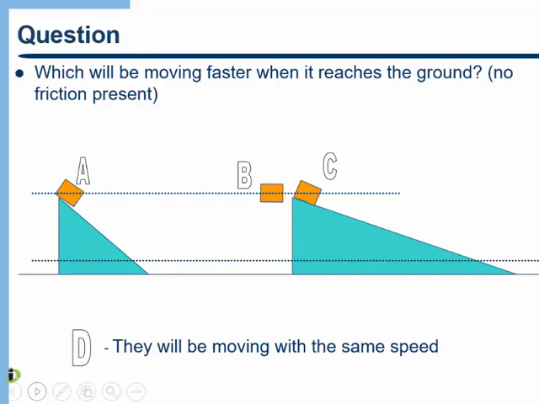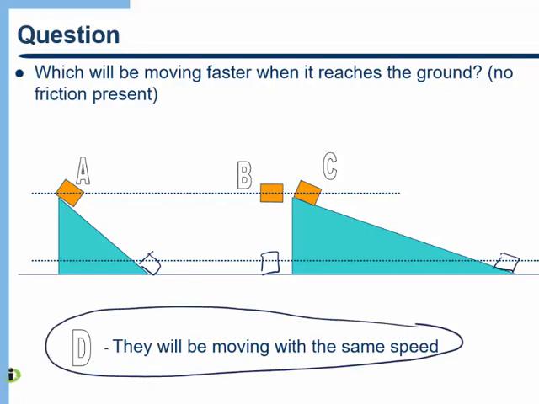Okay, here's the question. Which will be moving faster when it reaches the ground? No friction present. Well, I've already revealed the answer to you: whether I let a block slide down a steep incline, a more shallow incline, or I just drop the box, these boxes are all going to be going at the same speed when they get down to the ground. So the question is, how would we show that with the work energy principle, with the idea of conservation of energy?